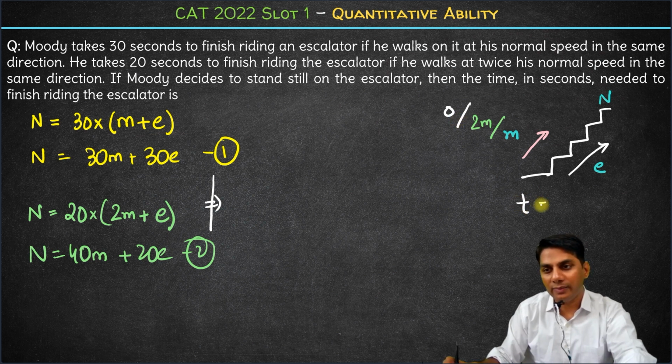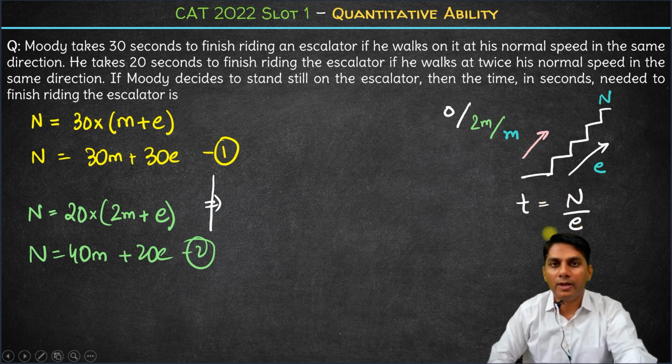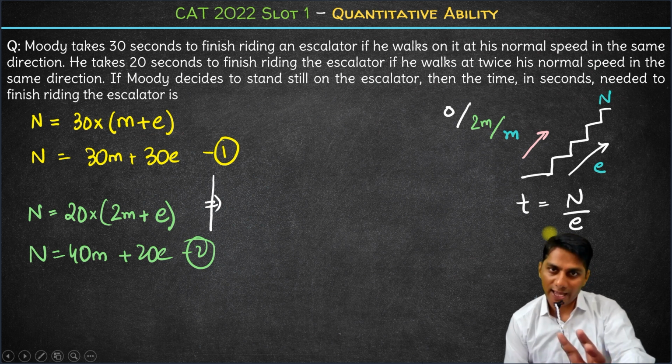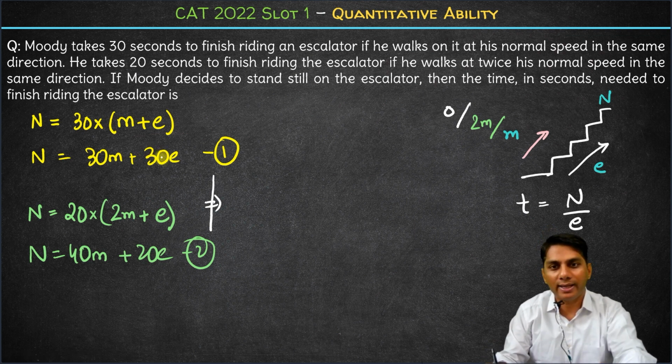Now the time taken will be the distance to be covered divided by the speed of going up. Since Moody's speed is 0, he will now travel only at escalator speed, which is e. So the time taken now will be n by e. So we don't actually have to calculate the value of n and e, we just need the ratio of n and e. So how can we calculate the ratio of n and e?